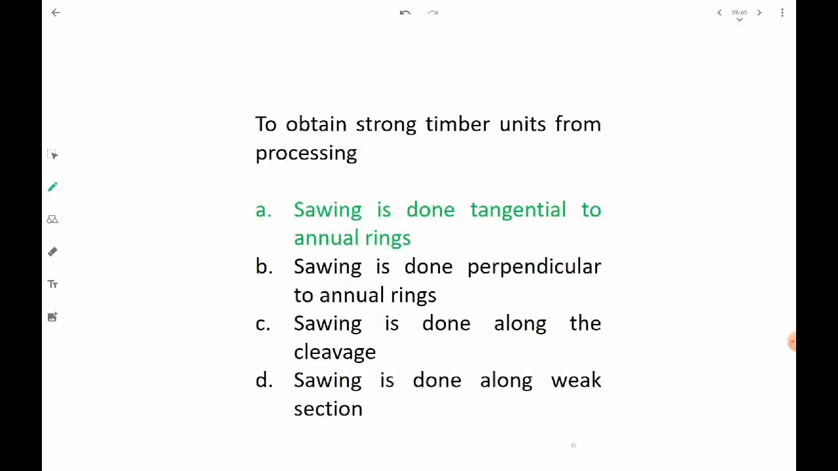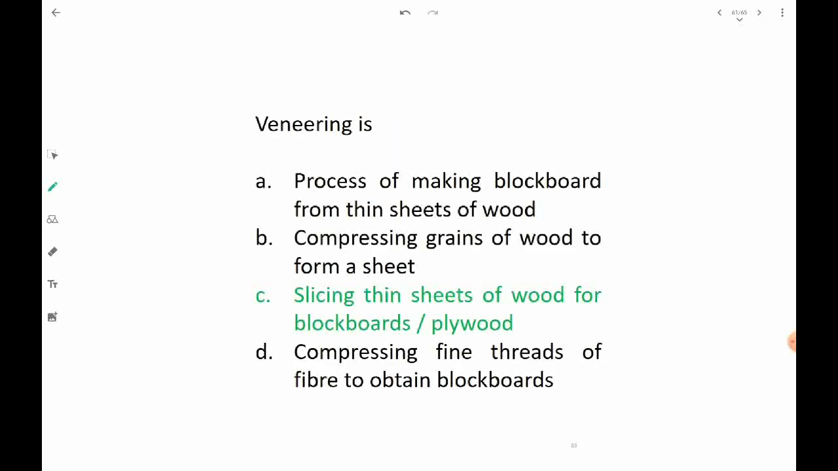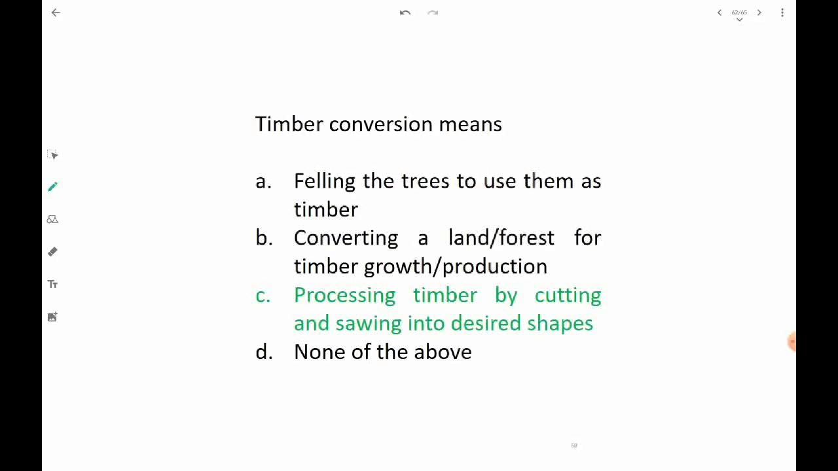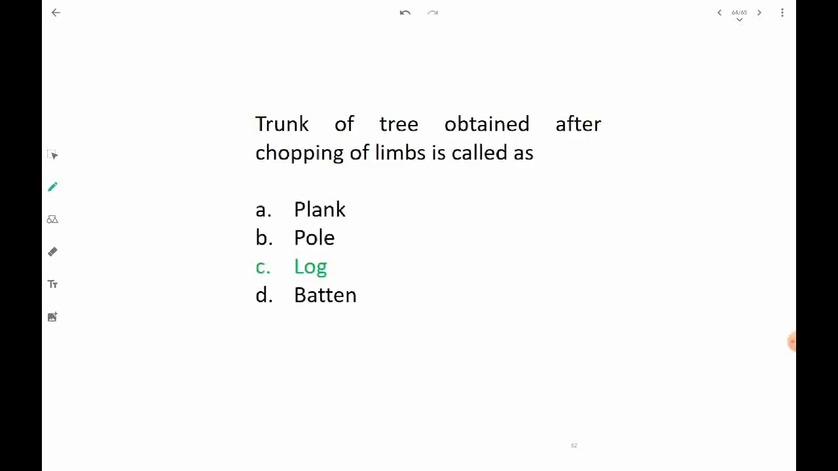To obtain strong timber units from processing, sawing should be done tangential to annual rings. Sawn timber is used to make foundation piles. Veneering is slicing thin sheets of wood for making block boards or plywood. Timber conversion means processing the timber by cutting and sawing it into the desired shape. The highest quality timber amongst the following is obtained from rosewood. The trunk of a tree obtained after chopping off the limbs is called a log.